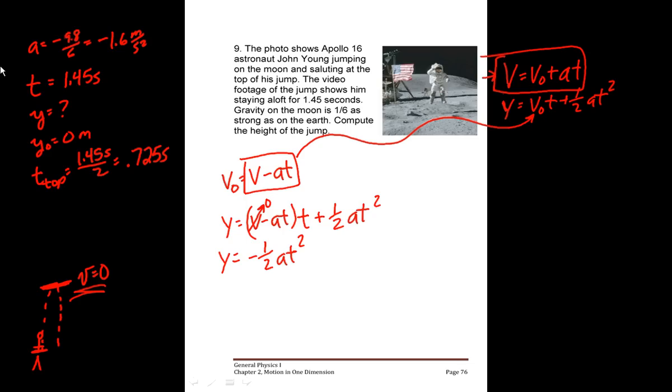I can put in my values here. Negative 1/2, negative 1.6, and then the time to get to the top of the trajectory is 0.725 seconds, squared. And that gives me a value of 0.42 meters. All right, just double check that. That doesn't seem right. Yeah, 0.42 meters. So about half a meter he jumped up. All right, so that's the answer.